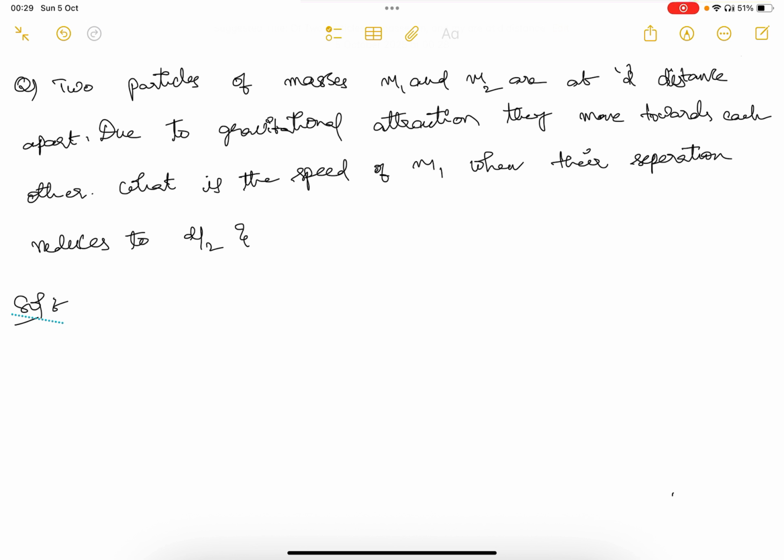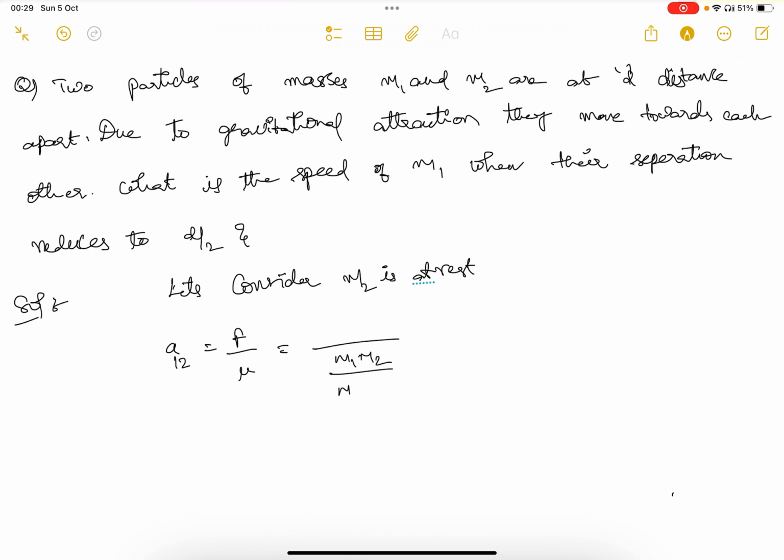So here it's a two-body problem. We can reduce this to a one-body problem using the concept of reduced mass, right? Because it's given to find the velocity of mass m1, let's consider m2 is at rest. Then the relative acceleration is force by reduced mass, which is m1 m2 by m1 plus m2, and the gravitational attraction between these two bodies is G m1 m2 by x square, right?